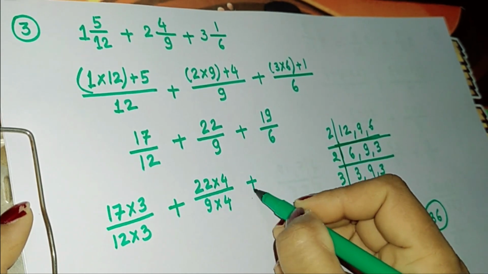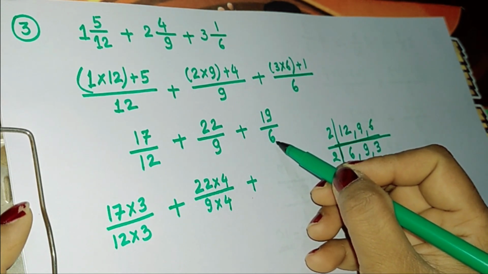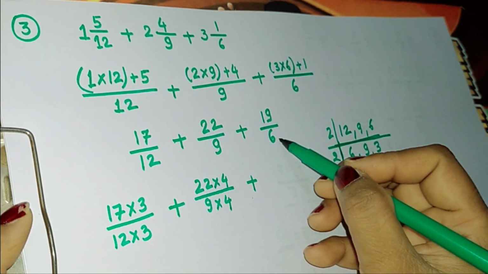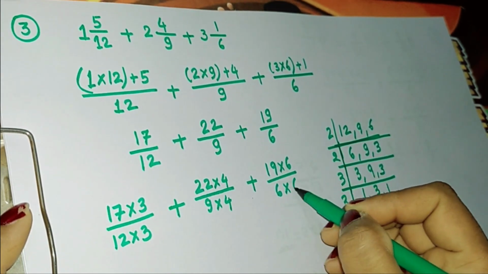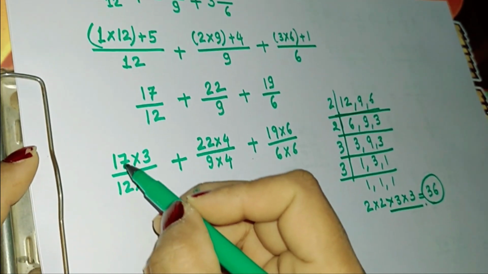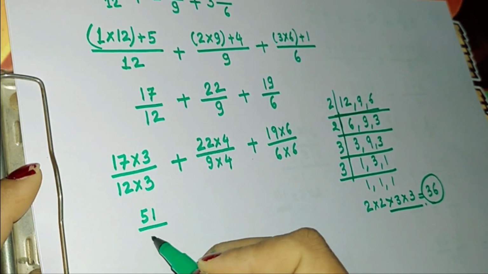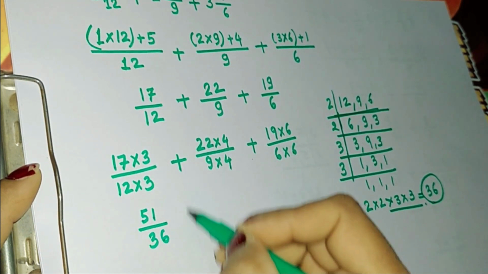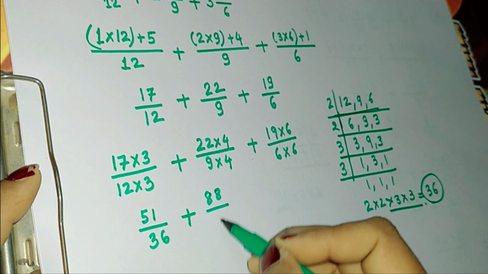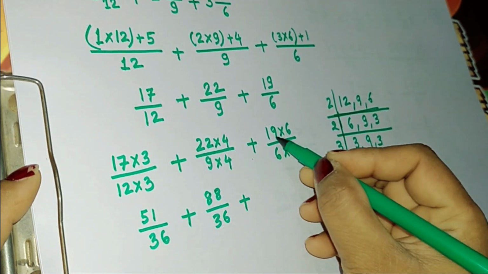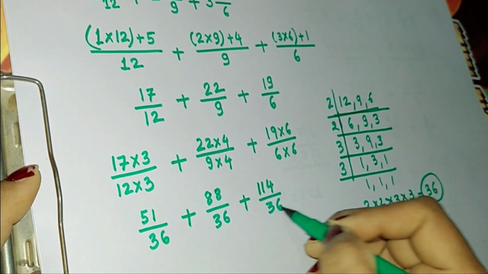Next, this plus as it is here. Next, here to make the denominator 36, we need to multiply by 6 in numerator and denominator. So here 19 cross 6 and here 6 cross 6. Now here 17 cross 3, that is 51, and the denominator will be 36. This plus is here now. 22 cross 4, that is 88 by 36. Next, 19 cross 6 is 114 by 36.